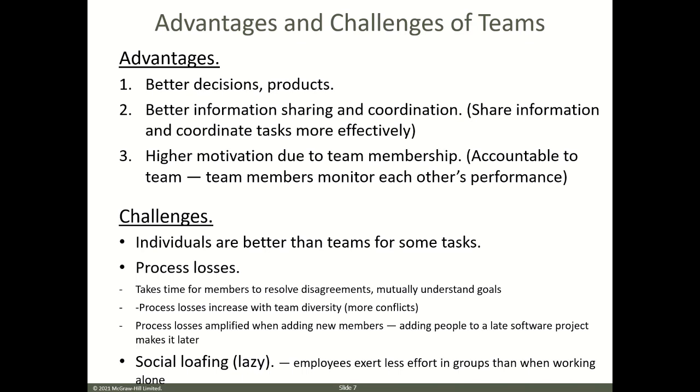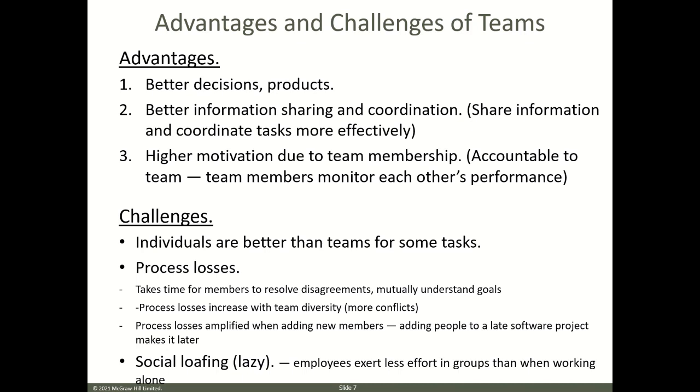Then the next challenge we have is process losses. It takes time for members to resolve a disagreement and mutually understand goals. Sometimes there is a problem they want to resolve, and some people do not agree upon this particular thing or process. Again, that will be a problem, and it kills a lot of time.